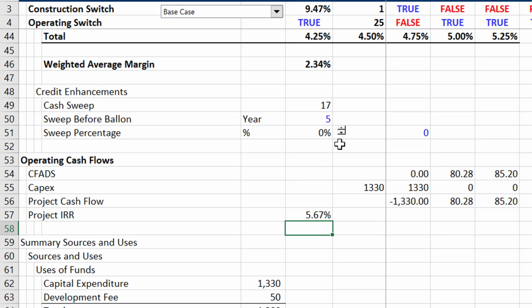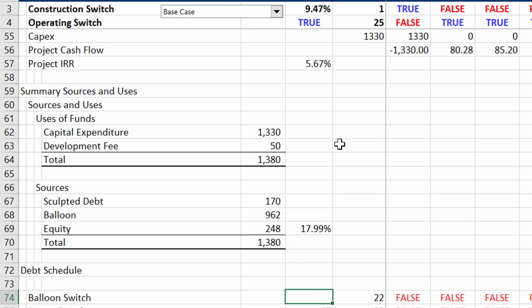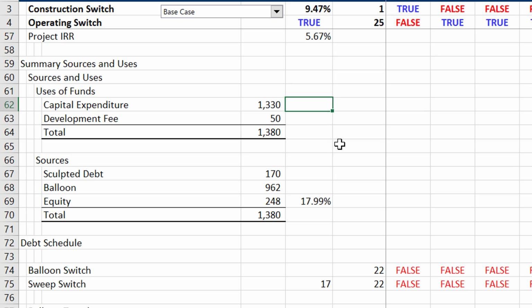And here's that project IRR that I showed you. So I put a little sources and uses statement in. Now, of course, the sculpted debt and the balloon debt, I have backwards, good.